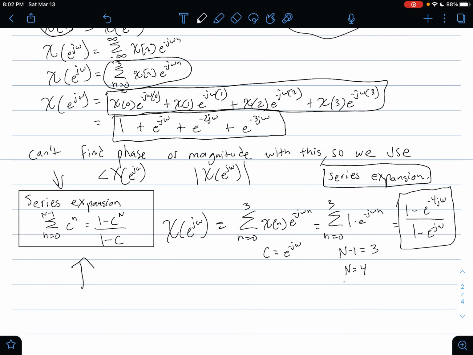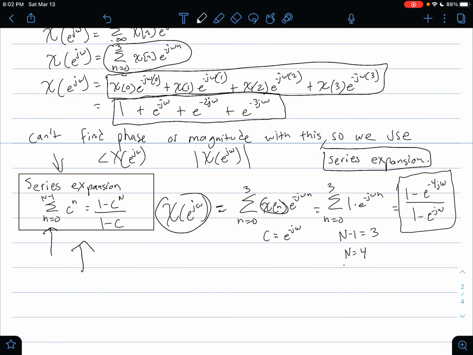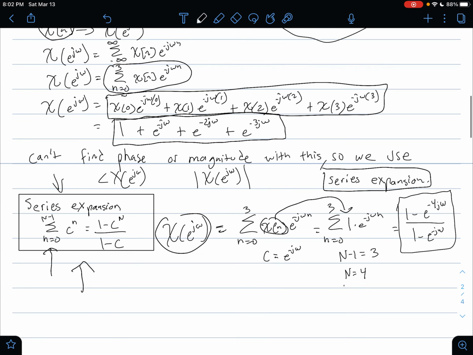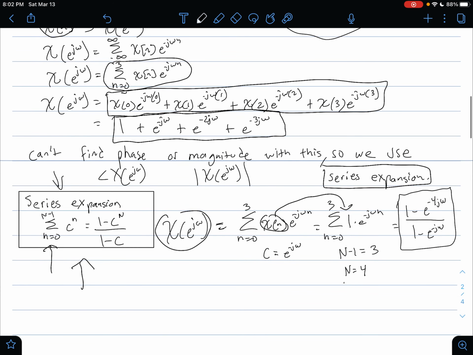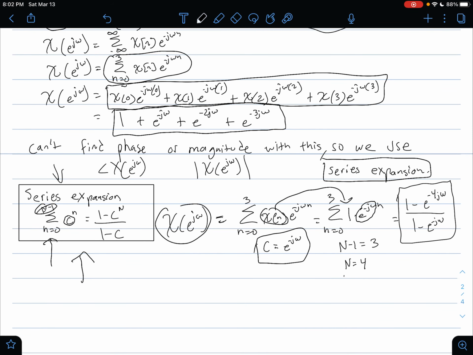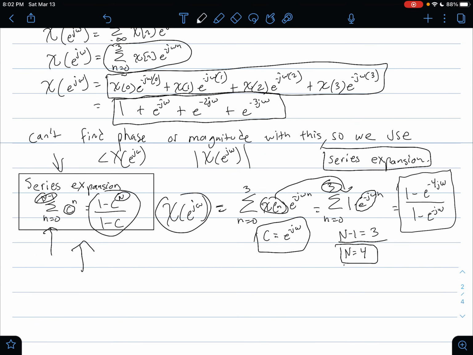Basically, we have to make the frequency response look like this right here. So we have x of n, and we can replace that with the 1, because we know that from 0 to 3 it equals 1. Then we can also see that for c, we have e to the negative j omega. So c is equal to e to the negative j omega, and n minus 1 is going to be equal to 3. So n minus 1 is equal to 3, which means the n we have here is going to be equal to 4. So when we put all this together, we have 1 minus e to the negative 4j omega divided by 1 minus e to the negative j omega.